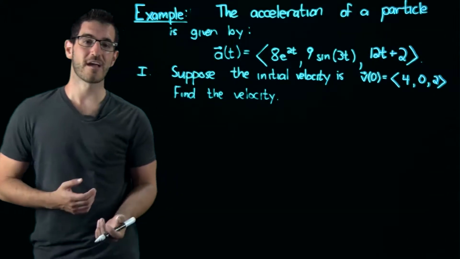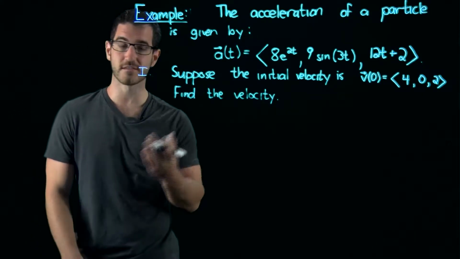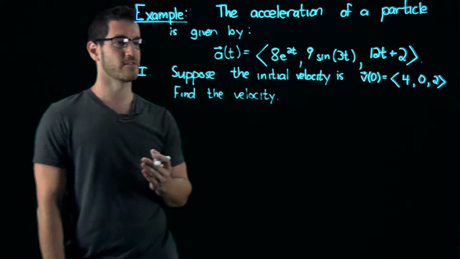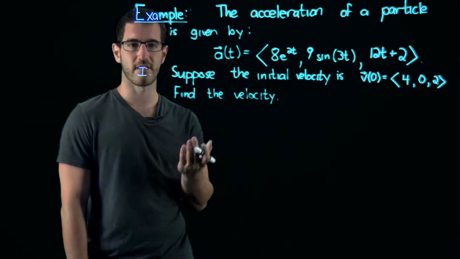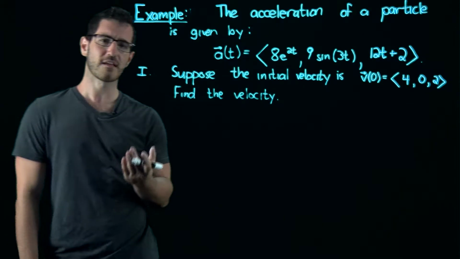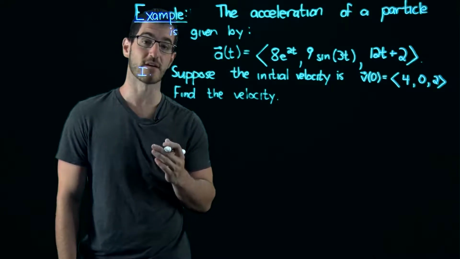Okay, so one of the great applications of integrating vector-valued functions is solving these problems involving motion of a particle. So here we have the acceleration of a particle given by the vector-valued function that I've written down. And we now are given the initial velocity and want to use that to find the velocity of the particle as a function of t.